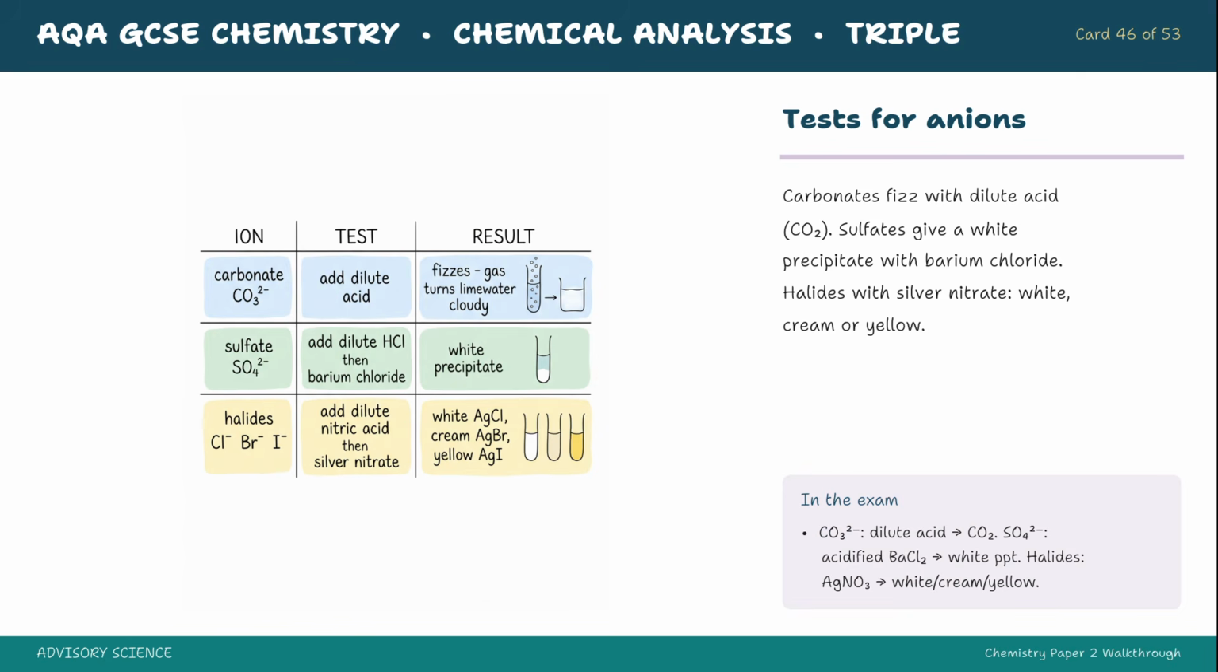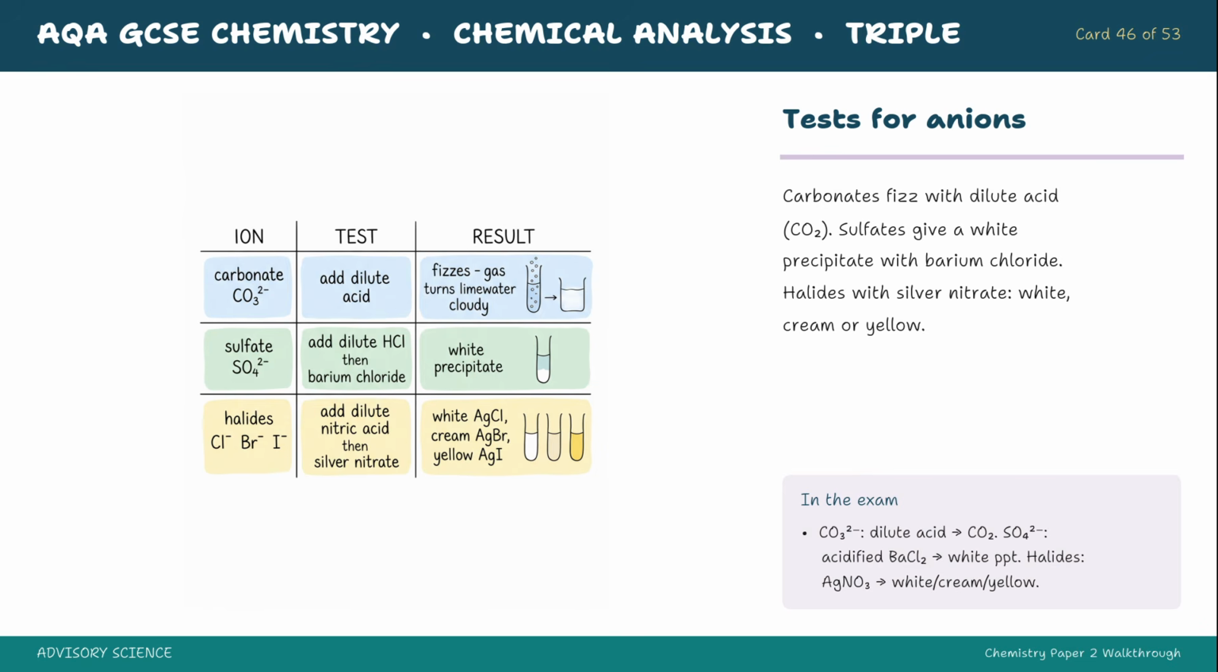Tests for negative ions, anions. You also need 3 tests for negative ions. For carbonate ions, add a dilute acid. If it fizzes and the gas produced turns limewater cloudy, carbonate is present, and the gas is carbon dioxide. For halide ions, chloride, bromide, and iodide, add dilute nitric acid followed by silver nitrate solution. Chloride gives a white precipitate, bromide gives a cream precipitate, and iodide gives a yellow precipitate.